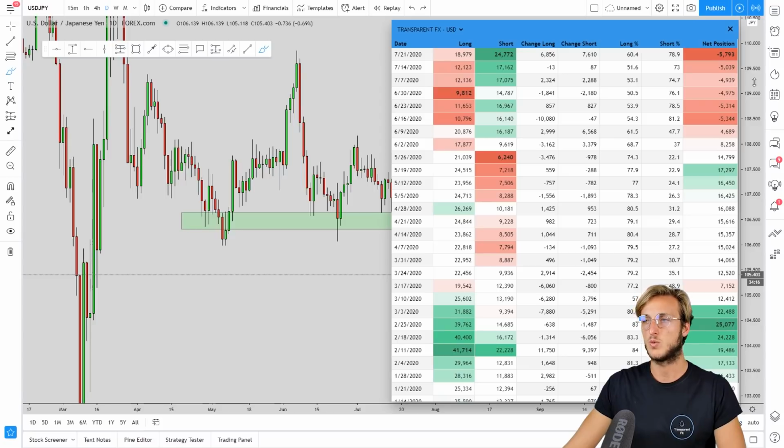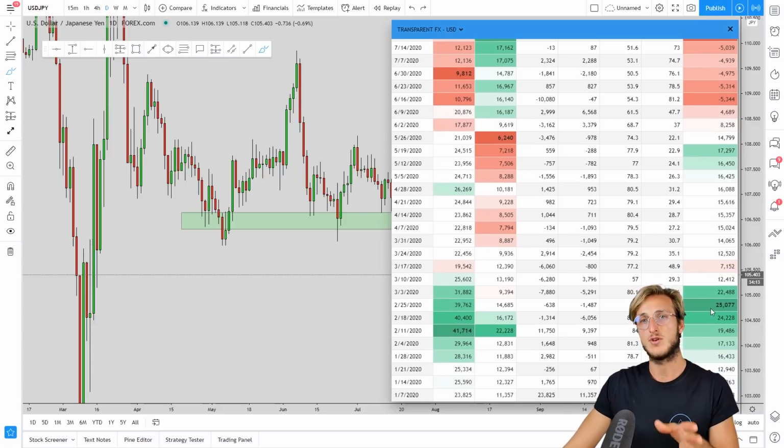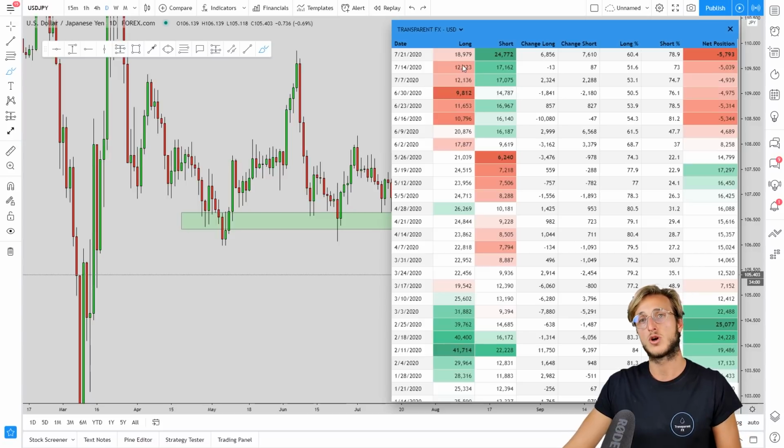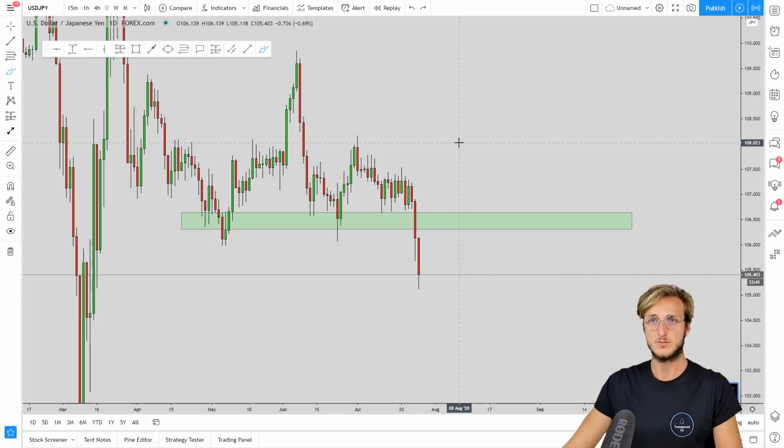Starting from the USD, we can see that we went from having 25k net positions with way more longs than shorts from an institutional perspective, with 39k longs and 14k shorts, all the way down to having way more shorts than longs, with 24k shorts and 18k longs, and a negative net positioning of minus 5.7k with a 78% short exposure, which is very, very high. It's massive. And in fact, all USD pairs have been moving in the direction of a weak USD.